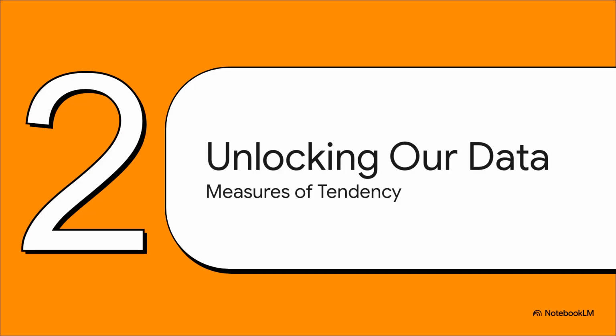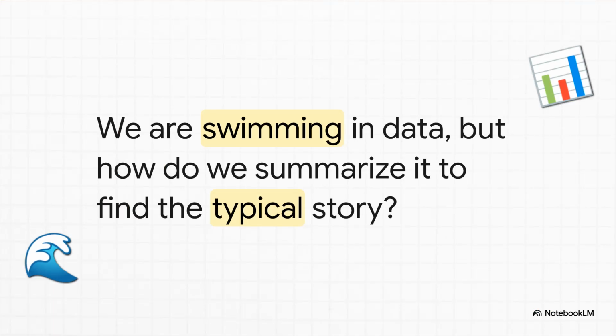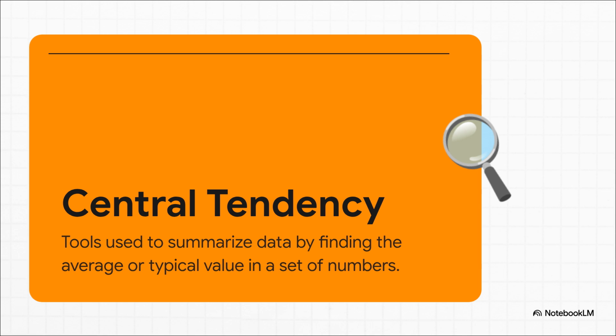Which brings us to Section 2, unlocking our data with measures of tendency. We are living in an information age, which means we're swimming in data every single day. From health apps tracking our every step to the insane amount of stats in our favorite sports broadcasts. But having all that raw data just isn't enough. We desperately need a way to summarize it, cut through the noise, and find the typical story it's trying to tell us. And to do that, we use something called measures of central tendency.